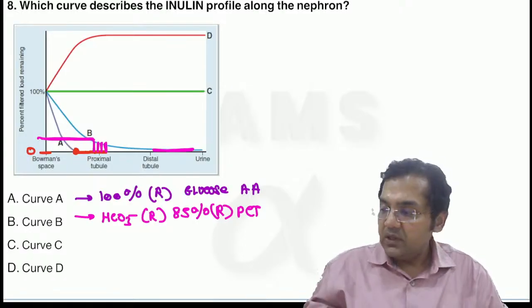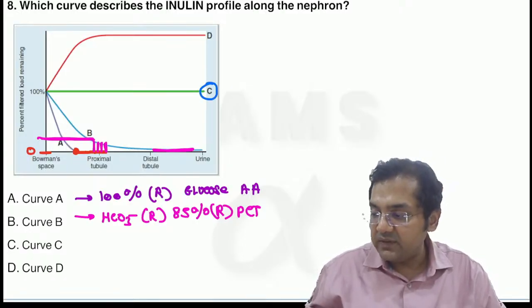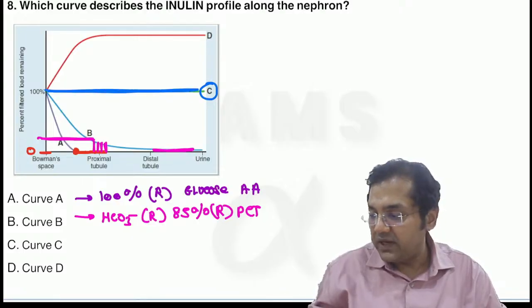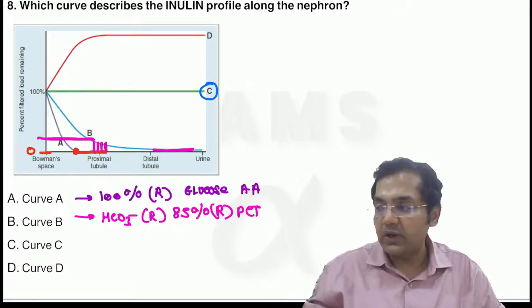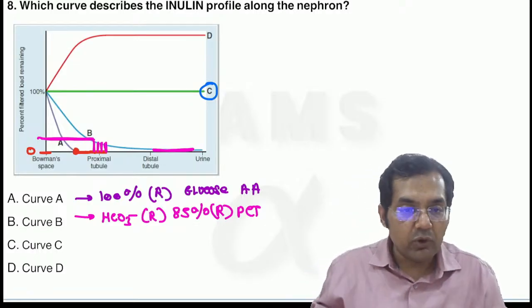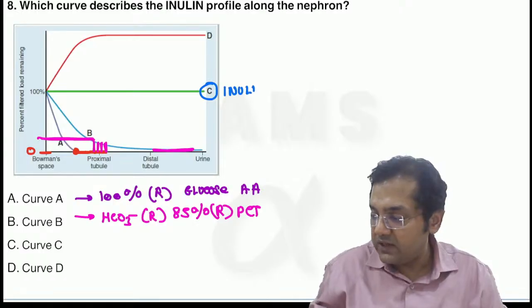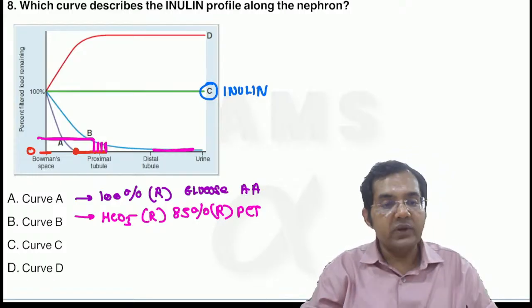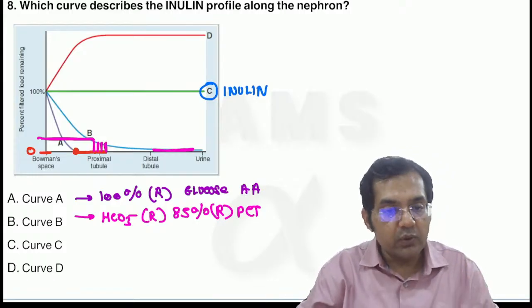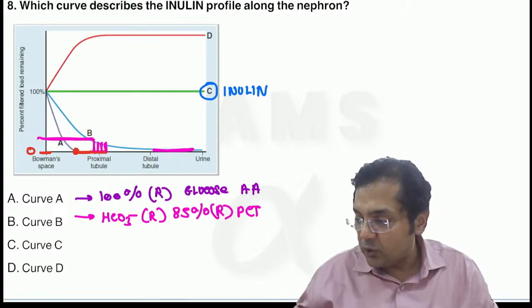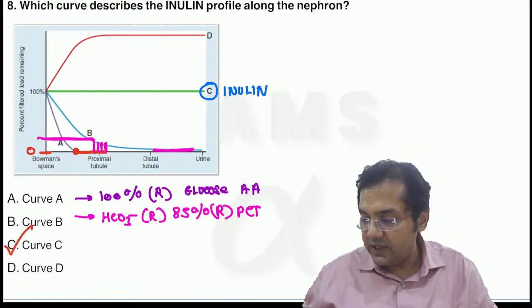Now using the same logic, C is something whose fraction of the filtered load remaining remains constant. So what is C? Think about it. C is something which is neither reabsorbed nor secreted. So C's percentage of the filtered load remaining in the tubule, then distal tubule, and urine will always remain constant. So C is the answer over here because that is inulin. And finally, what could be D?